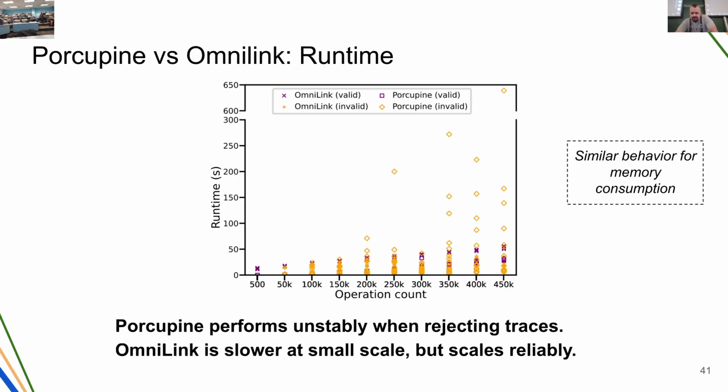And then you look at the memory usage, and it's crazy because the valid cases for Porcupine massively peak into gigabytes of memory, and the invalid cases consume no memory. So it's funny, it's a flip-flop. And in both cases, OmniLink is just more stable.